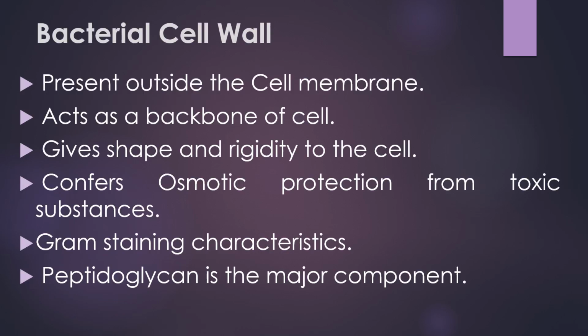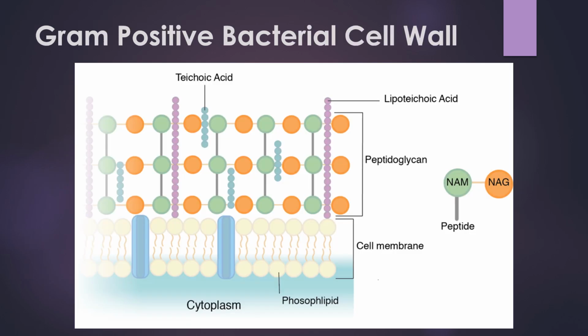The bacterial cell wall is present outside the cell membrane and it acts as a backbone of the cell. It gives shape and rigidity to the bacterial cell, and it confers osmotic protection to the bacteria from various toxic substances. It also gives the gram staining characteristics to the bacteria for differentiating them as gram positive bacteria and gram negative bacteria. Among the various components in the bacterial cell wall, the major component is the peptidoglycan.